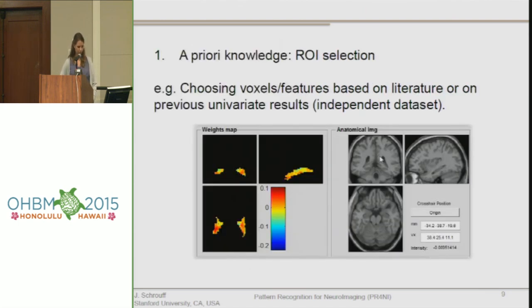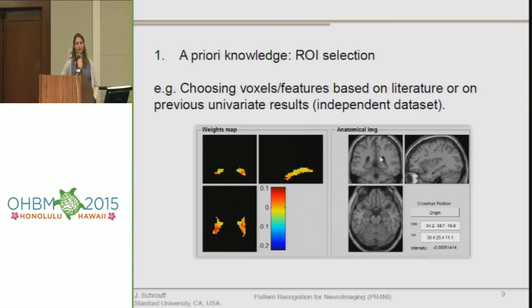So first, and you probably know this one, it's just the selection of a region of interest. You have a hypothesis, and you say, okay, I want to look at the discrimination between faces and buildings, and I want to look at the fusiform face area because I think the information of interest is there. So you build a model choosing only that region of interest, and then you can look at the accuracy, and you can compare that accuracy to a whole brain model.